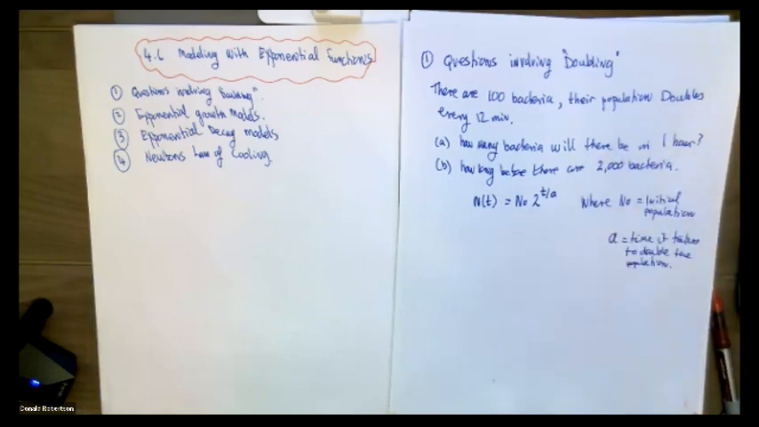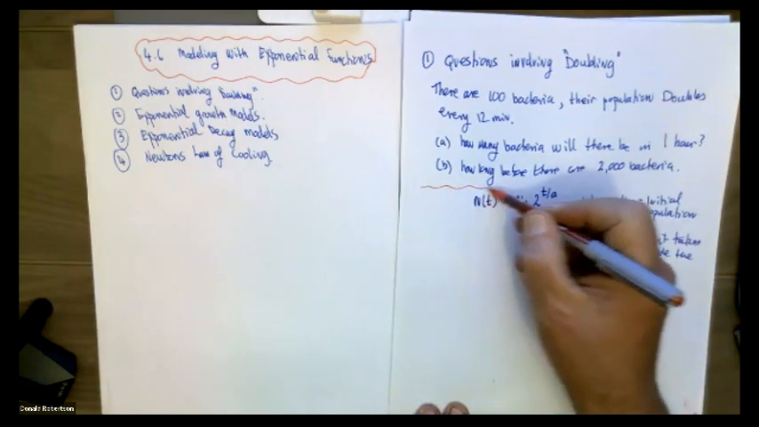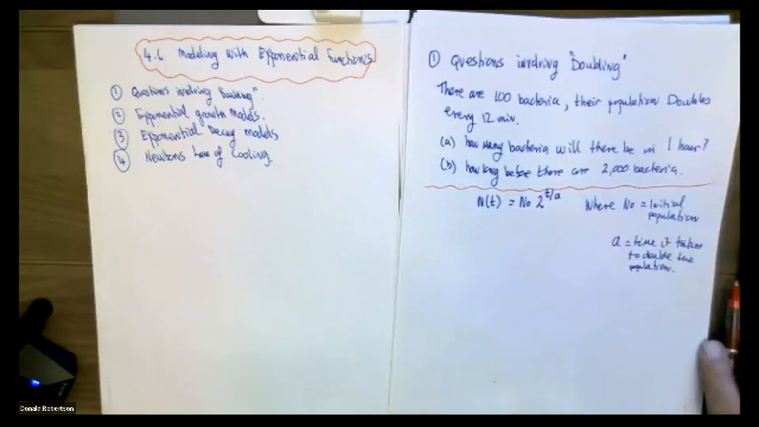So here's a story, question, puzzle, whatever you want to call it, involving a doubling story. Suppose there's 100 bacteria and their population doubles every 12 minutes. The two most common questions you're going to get, apart from create the formula, is part A, how many bacteria will there be in an hour, in 20 minutes, in 4 days, that type of question. And then part B is how long before there is 20,000 bacteria, 2,000 bacteria, whatever it might be.